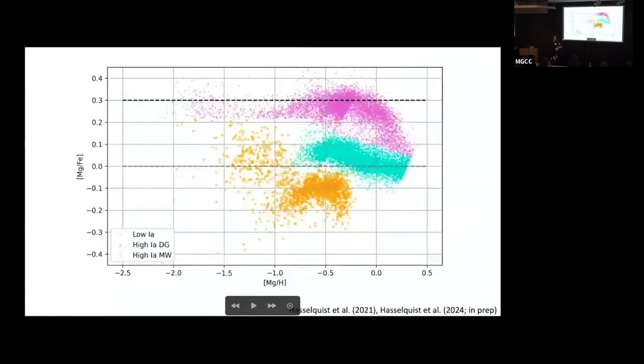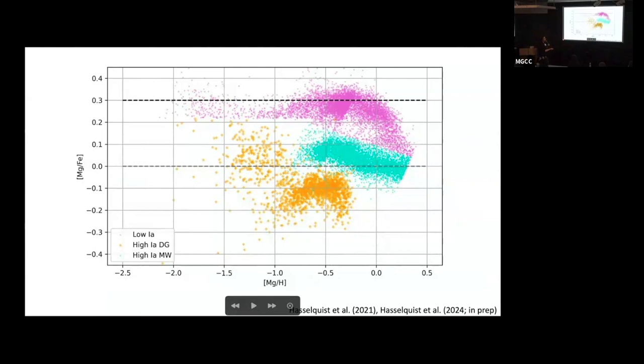The thing to keep in mind, though, is that this is magnesium, so magnesium to iron versus magnesium. Now we're looking at core collapse along the x-axis. The low-Ia sequence in the Milky Way is extreme compared to almost everything that happens in the dwarf galaxies, right? The dwarf galaxies are offset to even lower magnesium overall, lower core collapse.